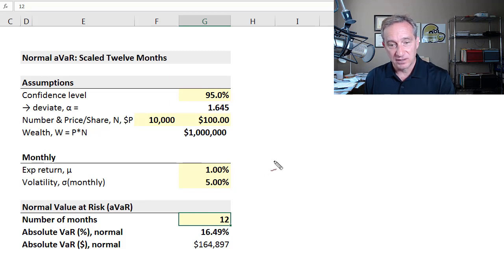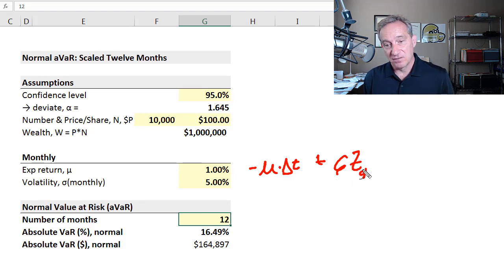So the formula here is going to be similar. My drift, though, is going to be scaled by time. So I'm just going to denote that delta T. Drift scales linearly by time, and then I'm going to add, again, my volatility, my normal deviate as a function of confidence or significance, but I'm going to scale the volatility as well, but volatility is going to scale with the square root of time, and that's per the square root rule.